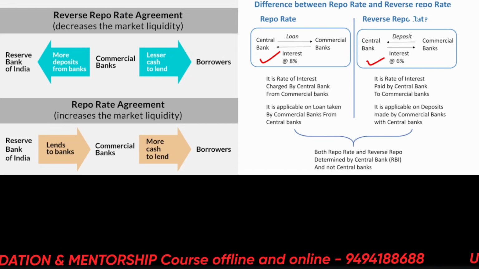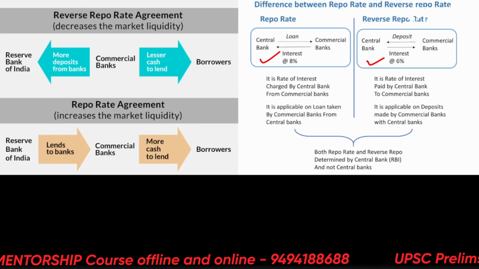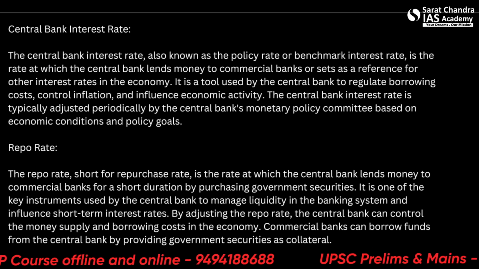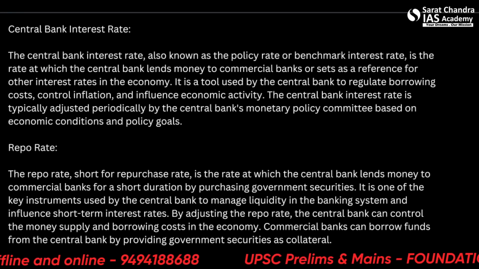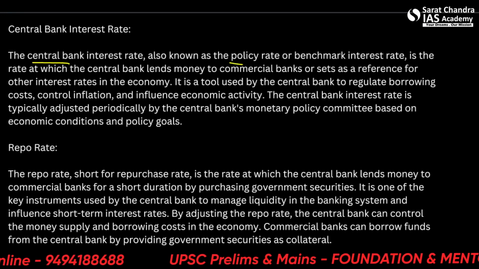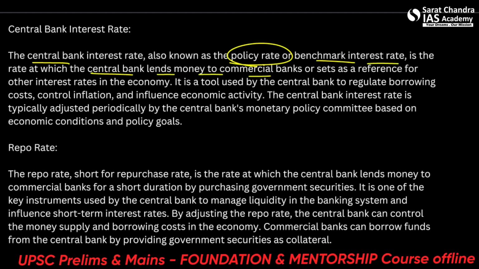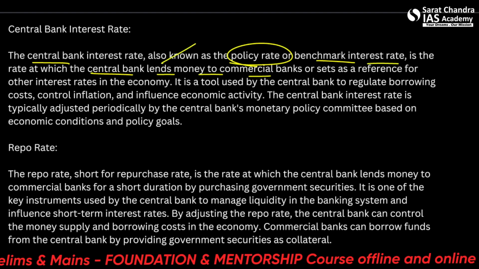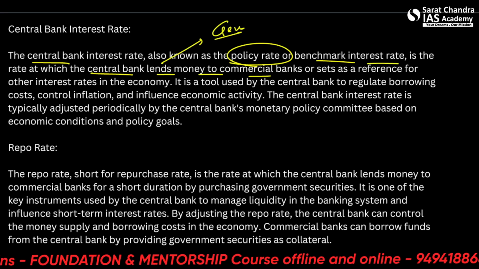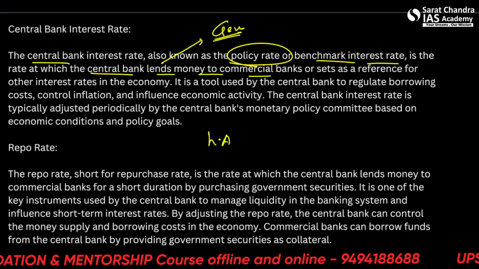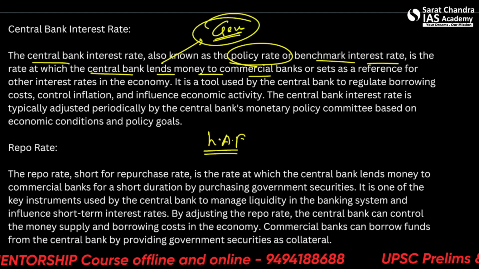Okay, let's now talk about the central bank interest rates. So this is the main thing from our question. The central bank interest rate, also known as the policy rate or benchmark interest rate, is the rate at which the central bank lends money to commercial banks. So this is what generally happens. LAF does not generally happen. This is the base interest rate that generally applies.